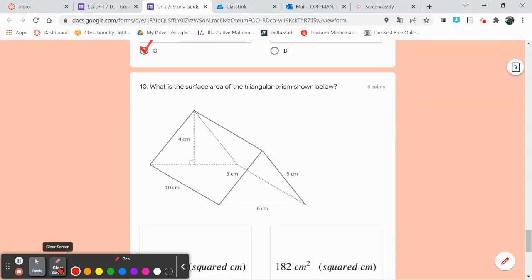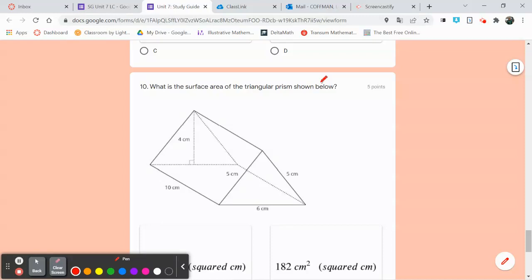I'm going to go ahead and clear my screen real quick. All right, what is the surface area of the triangular prism shown below? Okay, we need the surface area. And remember, the surface area is the area of every single shape that makes up this prism. And then we add them all together.